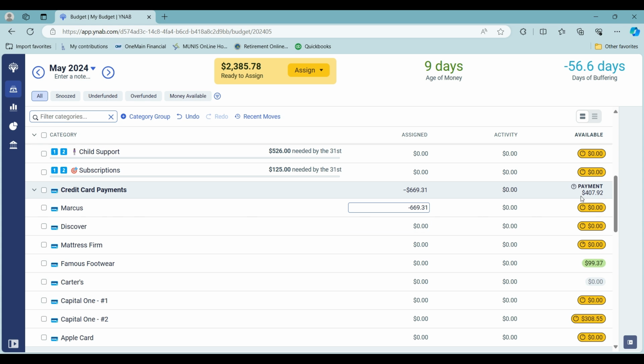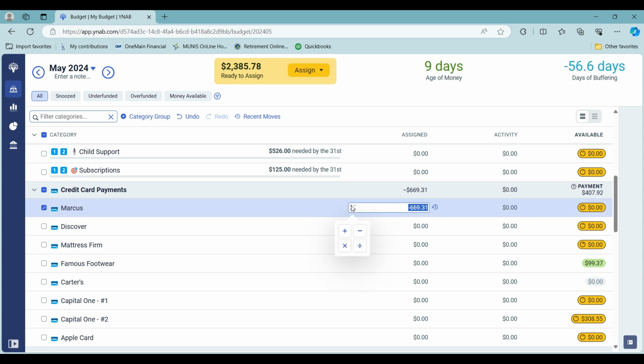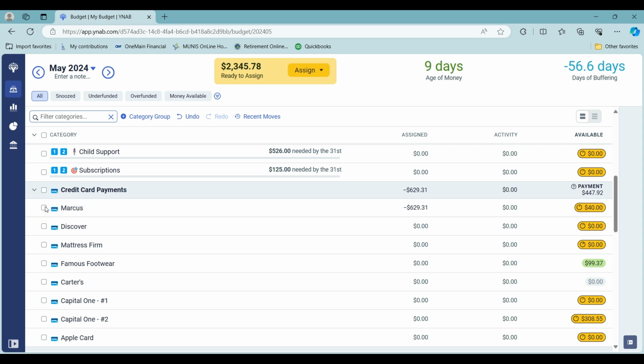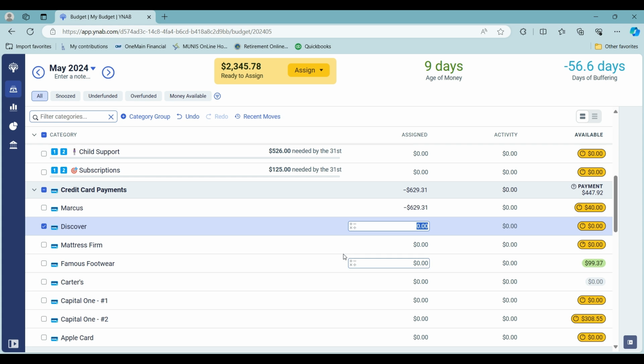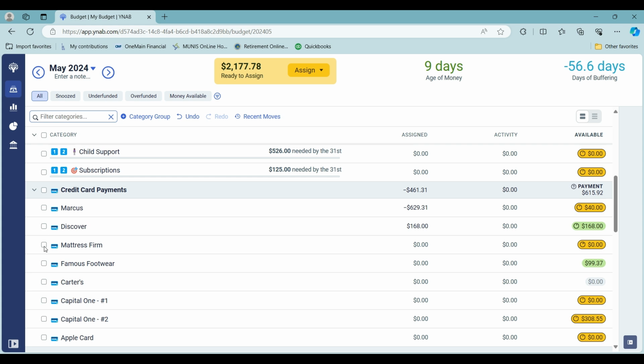Okay. And I am going to go ahead and put in an additional $40 for now. That would be something of a regular monthly payment. Discover, I'm going to put in $168. That's what I paid last month. Mattress Firm, and Discover is due on the 12th. Mattress Firm is due on the 14th for $67. So let's put that in.